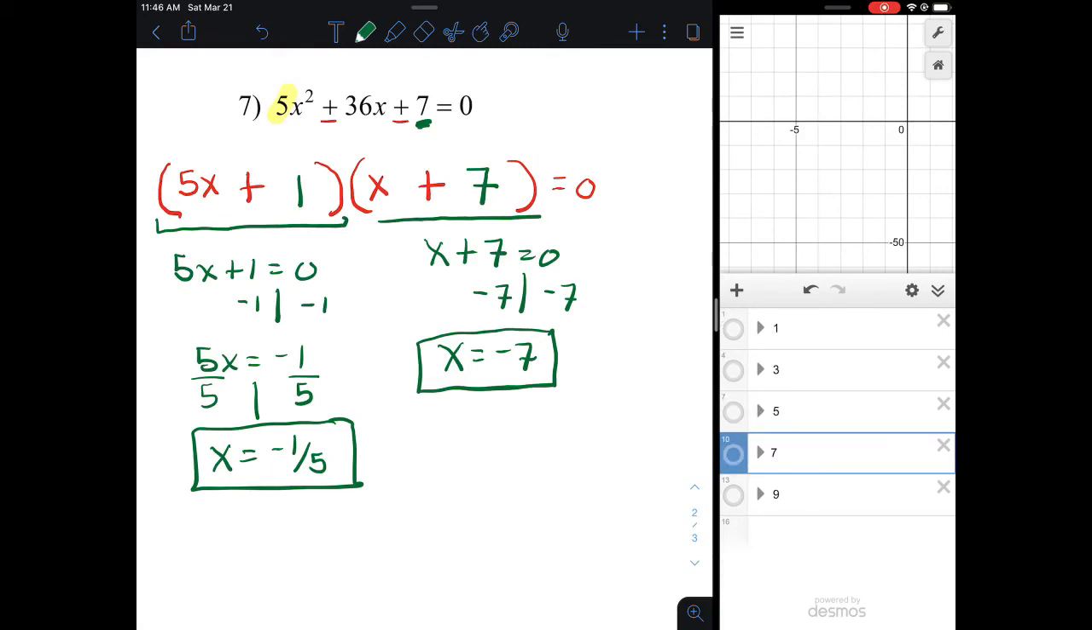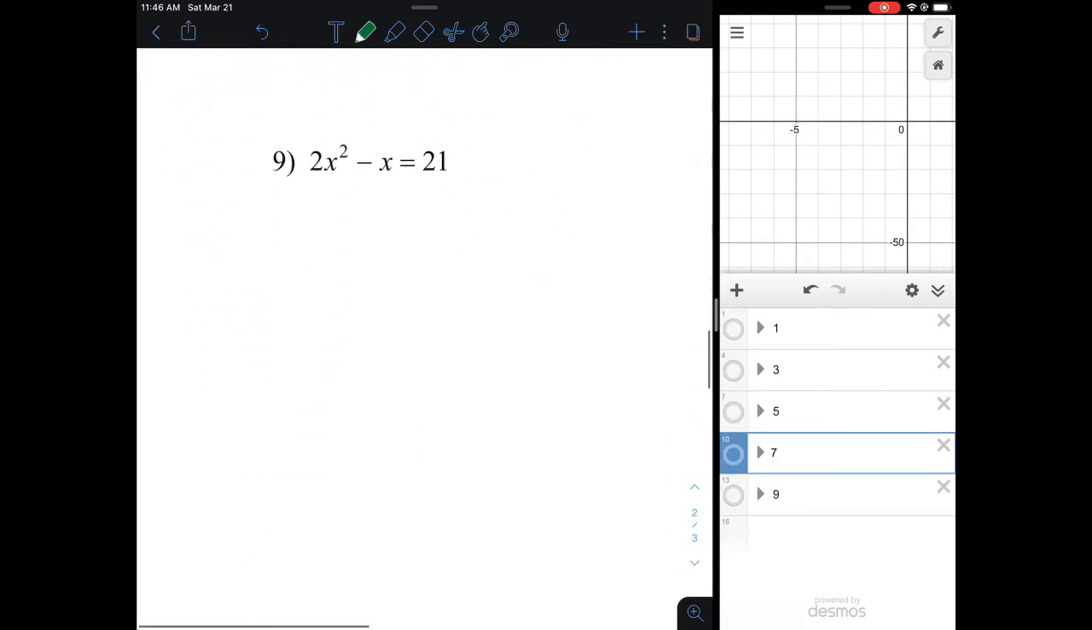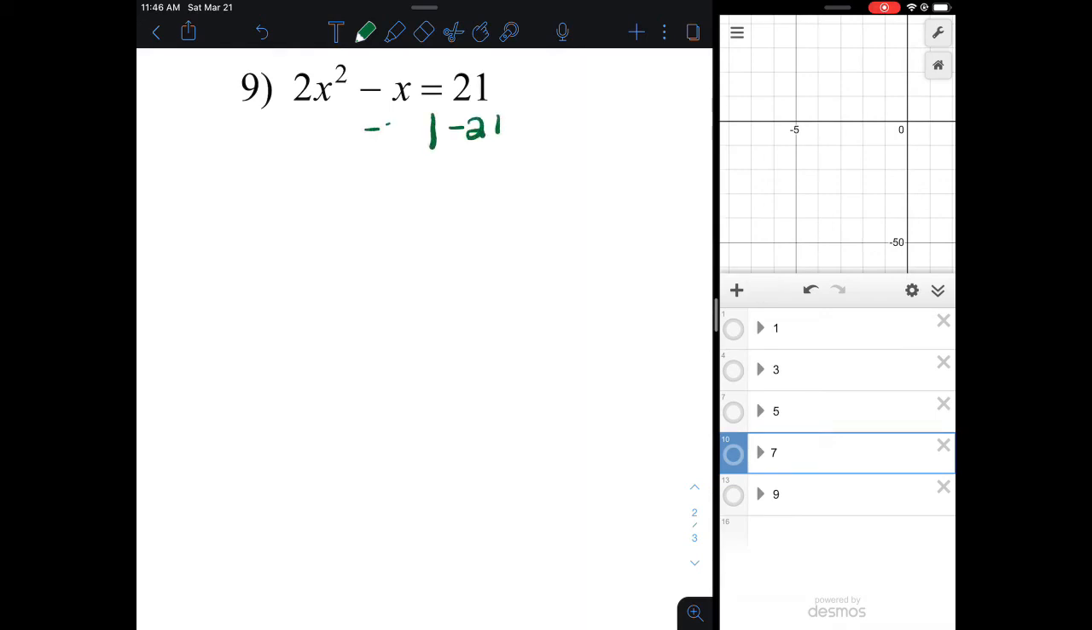All right, now I want to do one more. Let's go down and let's do number 9 here. All right, so I have 2x squared minus x equals 21, and I want to solve this one via factoring. So first step is to get everything on the same side. So I'd have to move the 21 to be on the left-hand side. So I'd subtract the 21 to the other side. That'd make it go away over here. And so I'd have 2x squared minus x minus 21 is equal to 0.